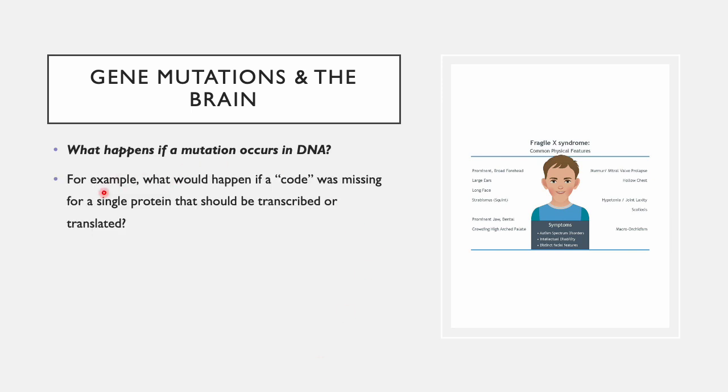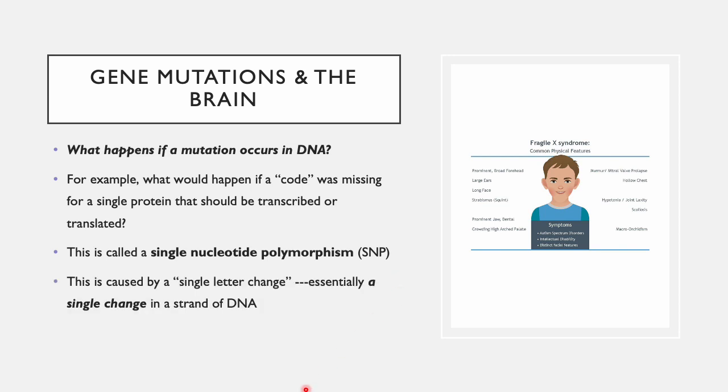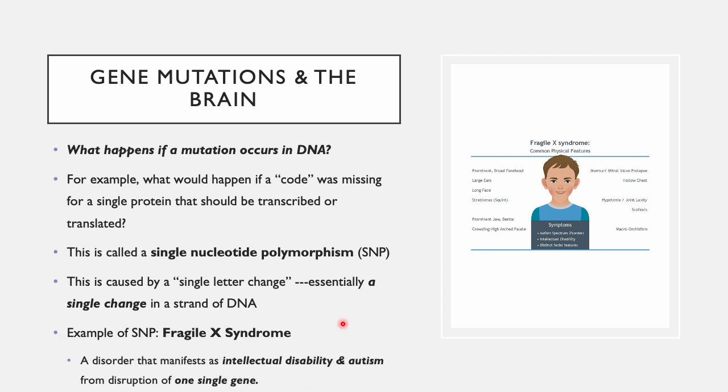So think of it like this. What would happen if a code was missing for a single protein that should be transcribed or translated? This is called a single nucleotide polymorphism, or SNP. Sometimes a SNP does not actually affect a person, and you won't see any physiological, phenotypical, or behavioral changes. However, there are several that do present phenotypical differences, and this is induced by a single letter change in a strand of DNA. An example of a SNP could be Fragile X syndrome.